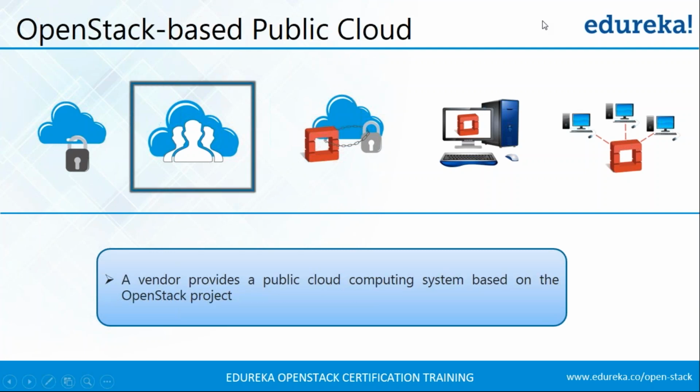And the next model is an OpenStack-based public cloud. So what happens here is that a vendor provides a public cloud computing system based on the OpenStack project. So there is a cloud provider who is responsible for creating the cloud infrastructure and laying out all the services in them that you need. So you just go to that vendor, you ask for some services, and he gives you all the services and all the data, and everything is stored in their servers, in the cloud provider servers.